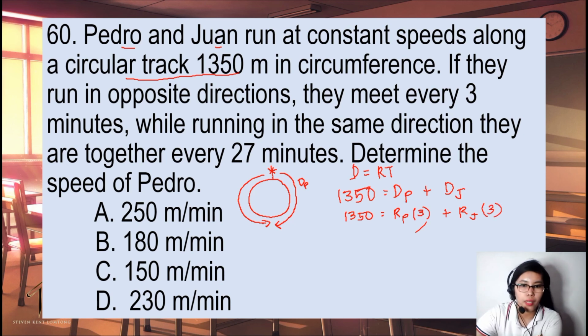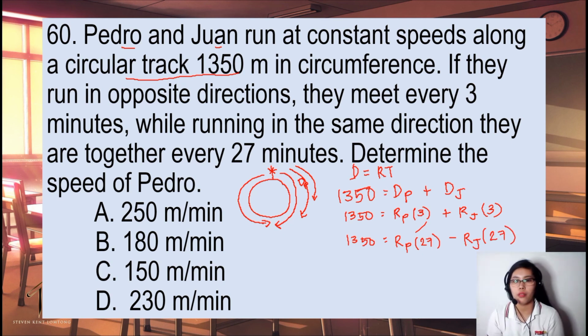Then if in the same direction, let's say this is the distance traveled by Pedro and this is the distance traveled by Juan, we don't know, but they meet every 27 minutes. So let us subtract the distance traveled by Juan from Pedro. So our equation would be 1,350 is equal to RP multiplied by 27 minus RJ multiplied by 27. Okay, so that is our equation.